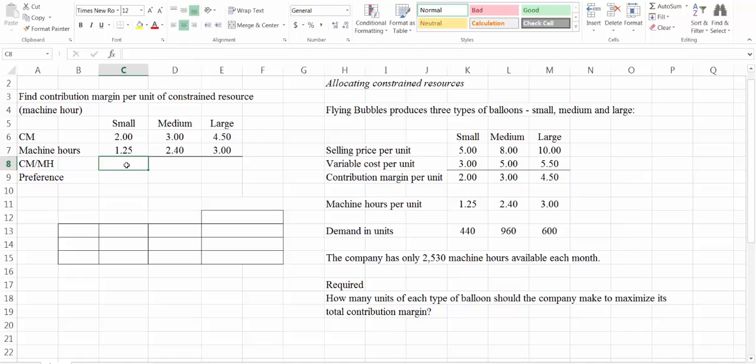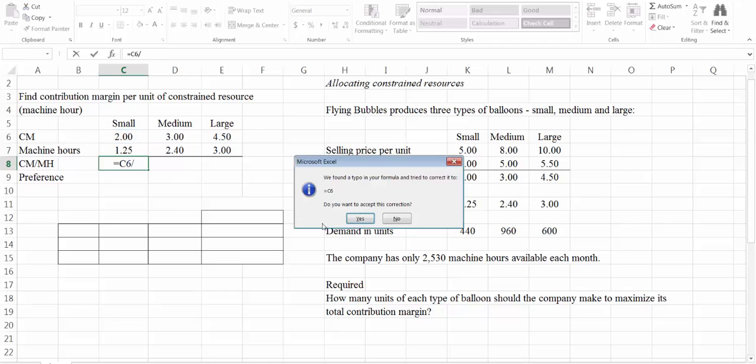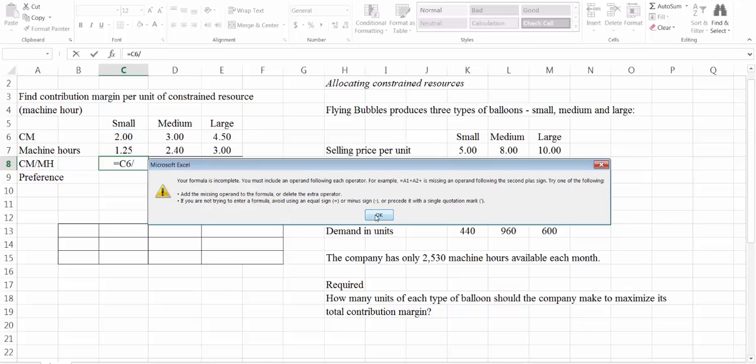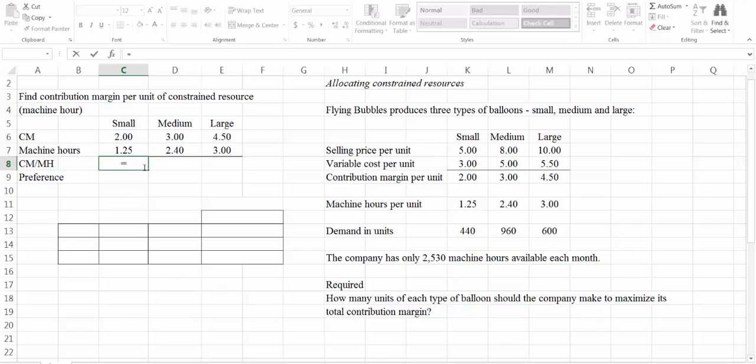Now we're going to find out how much our contribution margin per machine hour is. So let's divide. Oops, I made a mistake there. Let's do that again. Let's divide our contribution margin by the number of machine hours for each of the three products. Divide the contribution margin by the number of machine hours that the product uses, and that gives us our contribution margin per machine hour. Let's highlight that because that's the number we're using to make our decision as to our preference. And our preference is going to be the one that gives us the most contribution margin per machine hour.